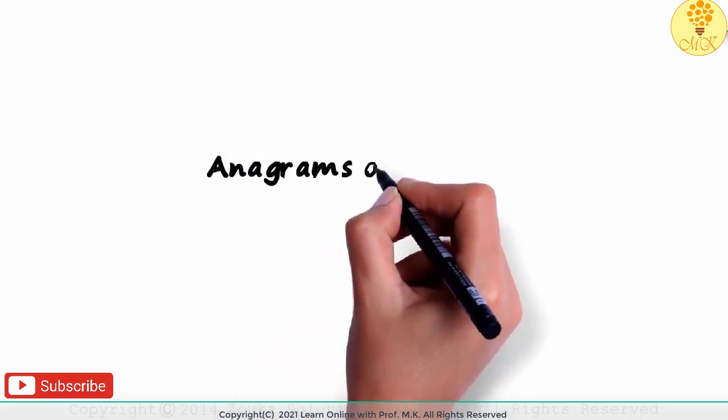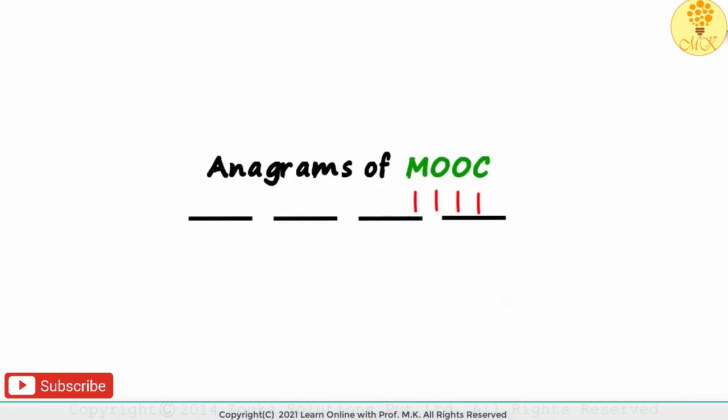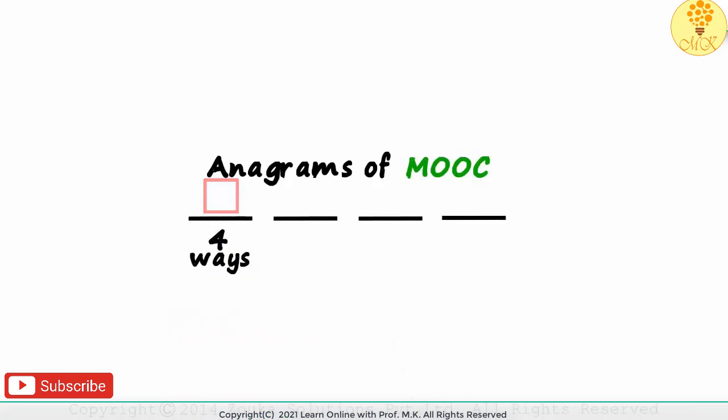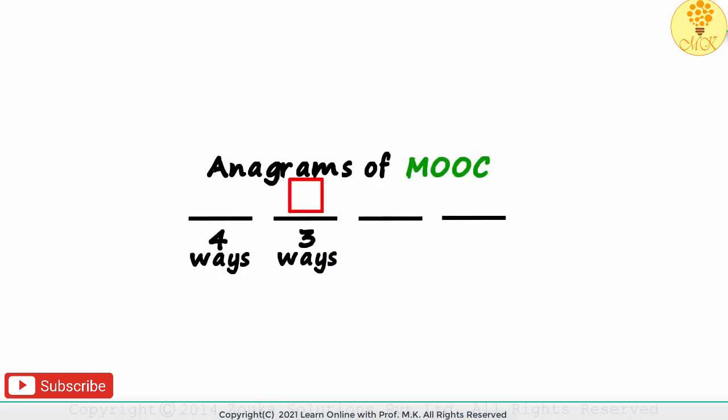In the previous session, I had asked you to find the number of different possible anagrams of MOOC. Can we solve this using the same concept we saw in the previous session where we made 4 slots? Let's try. As there are 4 letters, the first slot can be filled in 4 ways. After using up 1 letter here, 3 remain for the second slot. 3 ways in which the second slot can be filled.